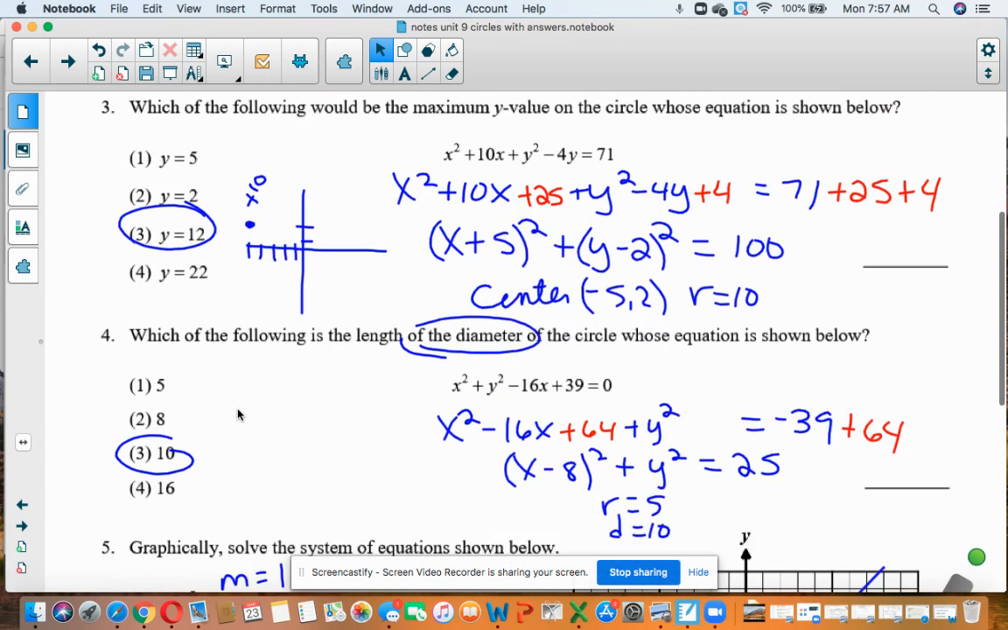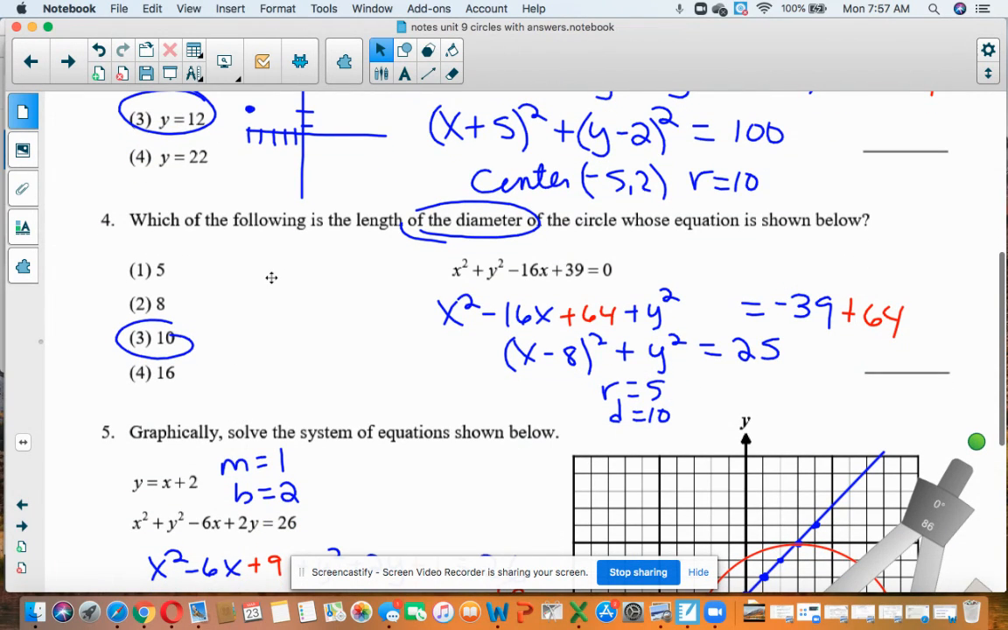Question 4 is another multiple choice, just to show you how we can change this up, but you're really doing the same thing the whole time. I want to know the length of the diameter of the circle. So again, I complete the square. Remember, I want to start with a clean slate, so I take this 39 and I move it over to the right, and it becomes negative 39.